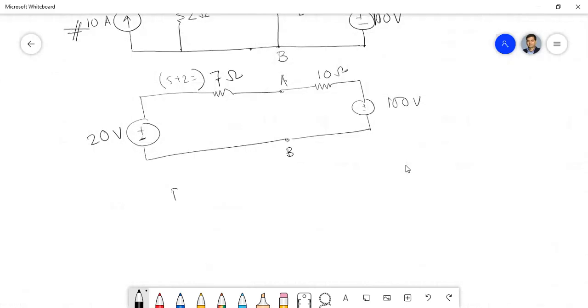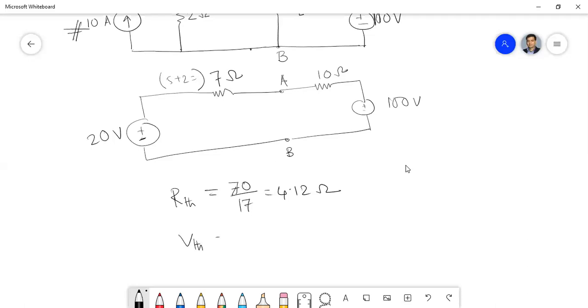Now what is the RThev? Quickly, because RThev is easier to calculate. Seventy by 17, I mean 4.11, 4.12. Okay.